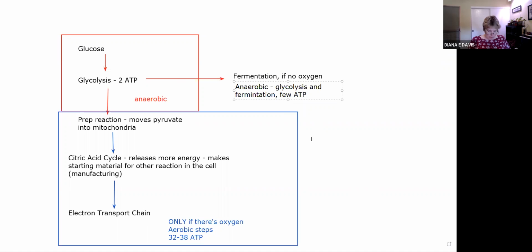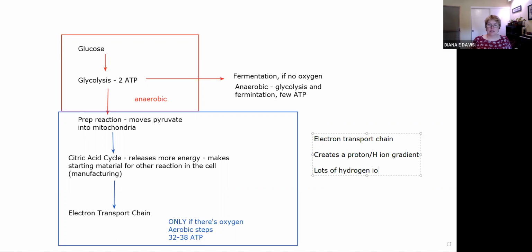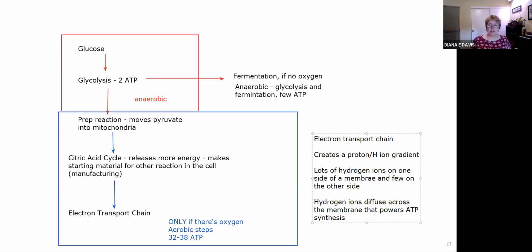Now, when we talk about the electron transport chain, remember that that creates a proton or hydrogen ion gradient. So you end up with lots of hydrogen ions on one side of a membrane and few on the other side. And then once you've got that imbalance of hydrogen ions, the hydrogen ions diffuse across the membrane, and that powers ATP synthesis or manufacturing of ATP.